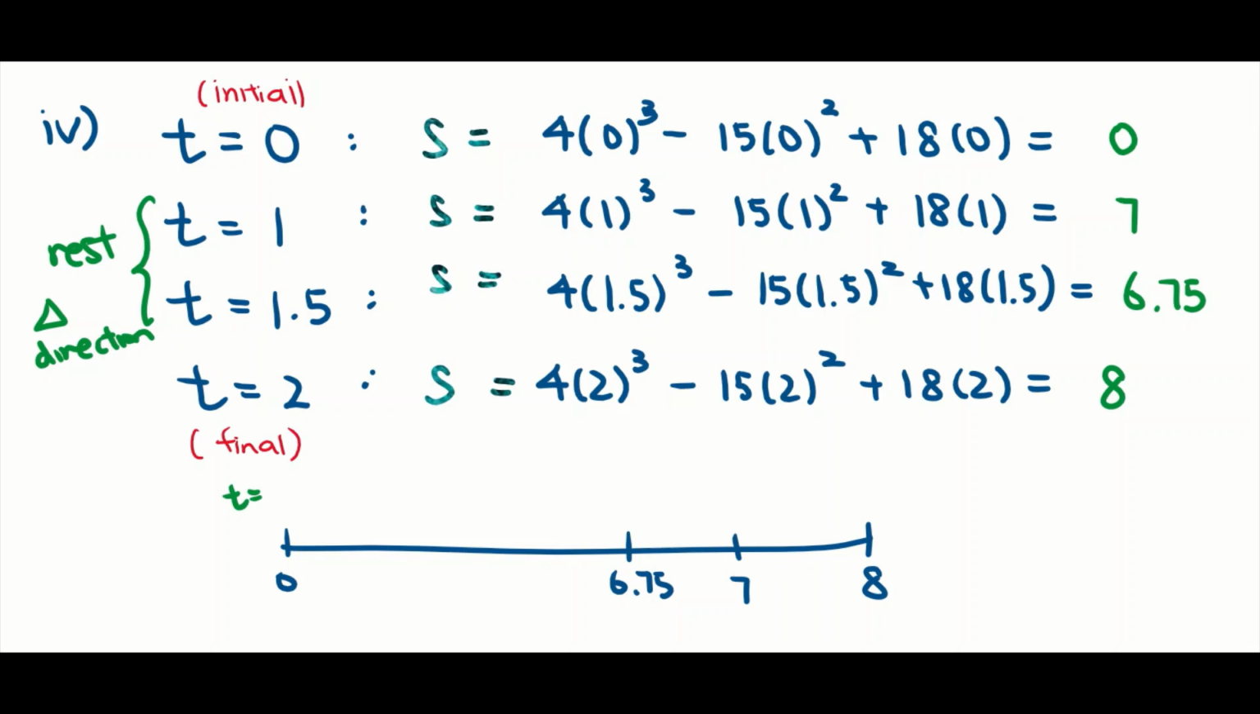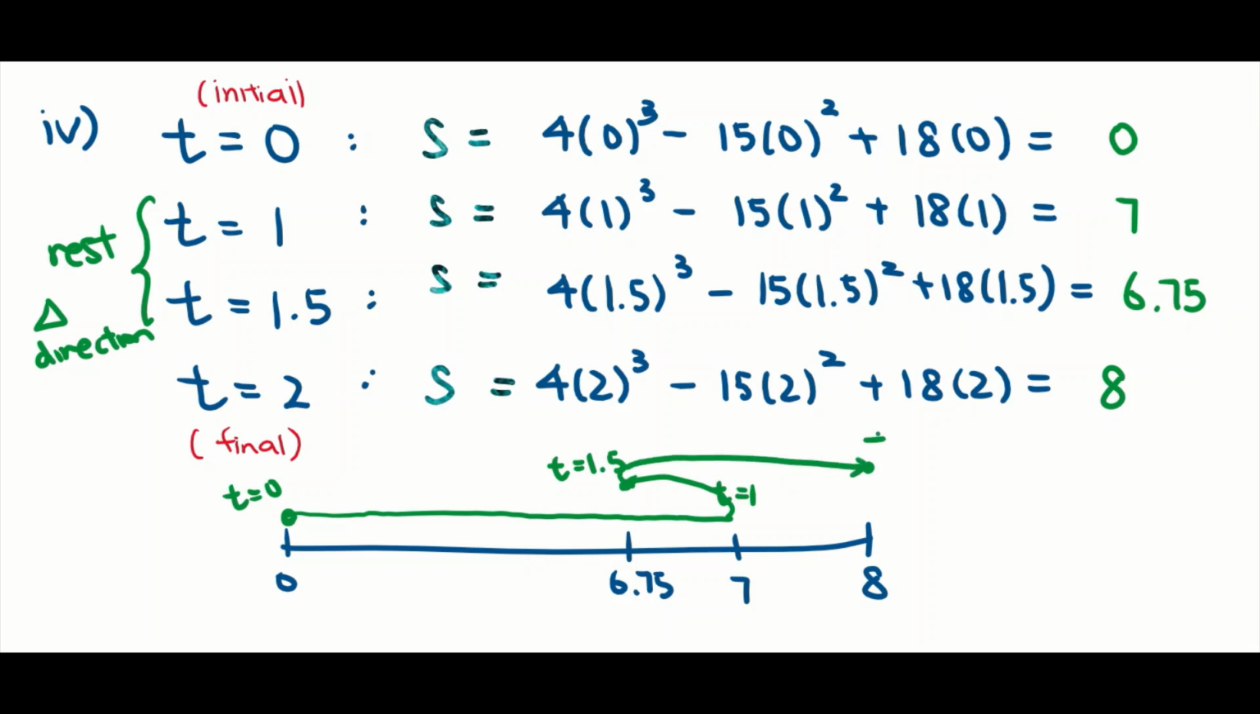First, at t equals to 0, it is over here. Whereas for t equals to 1, it will be at 7. So it travels to 7 and stops at t equals to 1. Now at t equals to 1.5, it's in this location. So it U-turns back, so that at t equals to 1.5, it will be at this position. And lastly, t equals to 2, it will be at number 8. So it U-turns back and goes to 8 at t equals to 2.